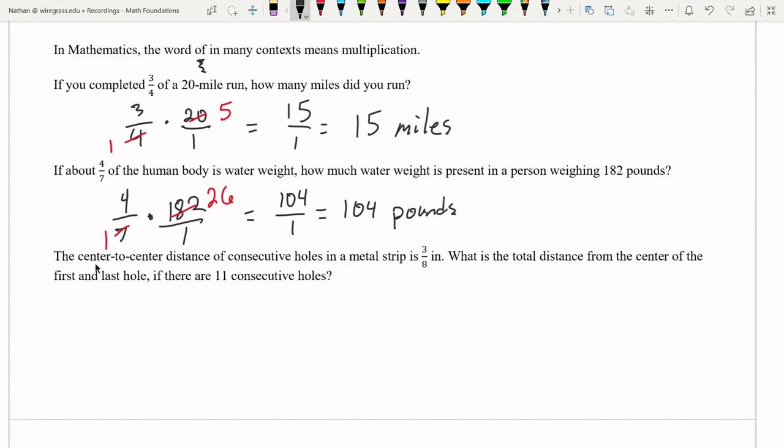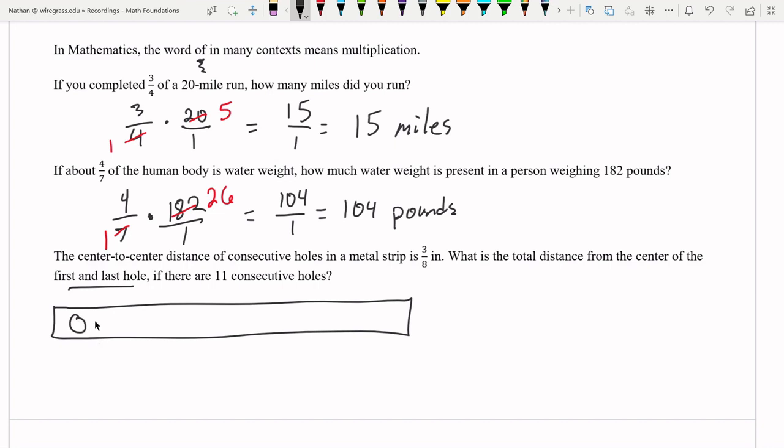Okay, finally we have the center to center distance of consecutive holes. That just means holes one after the other. And a metal strip is 3/8 of an inch. What is the total distance from the center of the first and the last hole if there are 11 consecutive holes? So think about it like this. I'm going to draw a diagram because I can here.